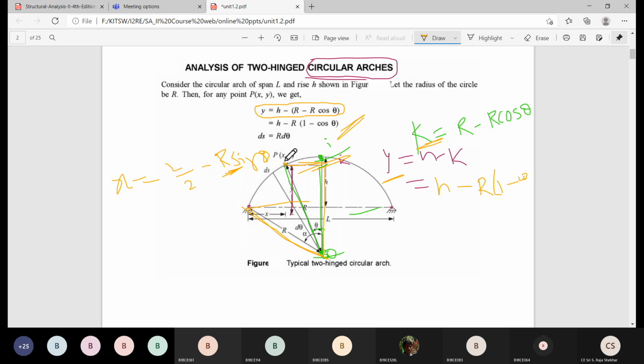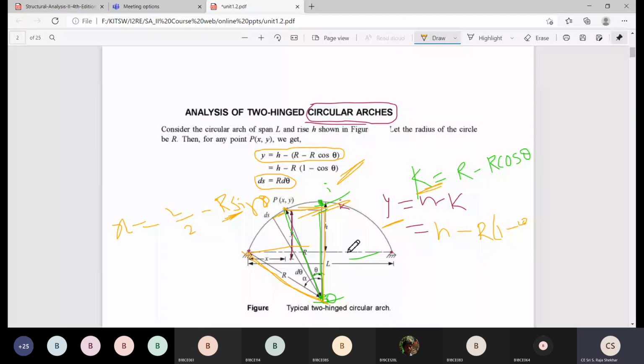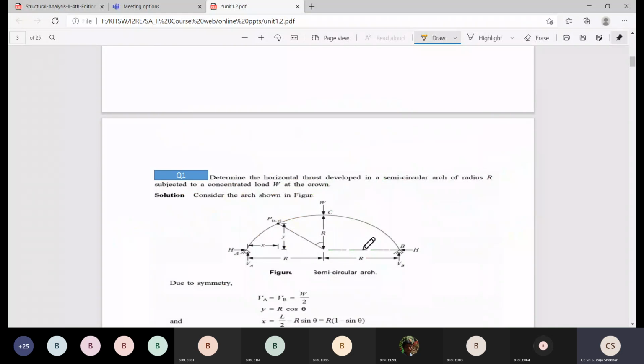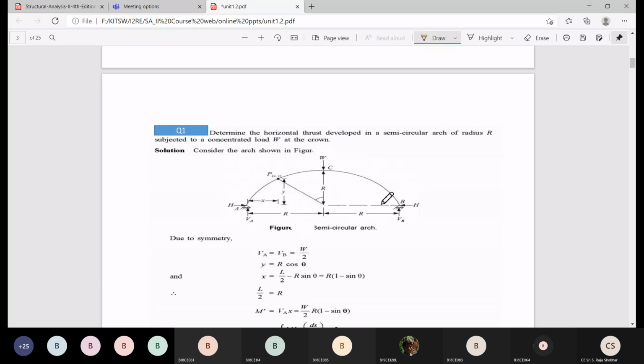Now here this is ds. So ds is equal to R into d theta. This is the basic information, useful for analyzing the 2-hinged circular arch. Now I want to solve for horizontal thrust for a 2-hinged semicircular arch. We'll see here.